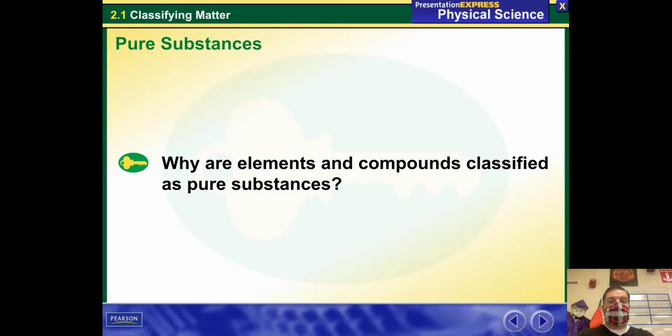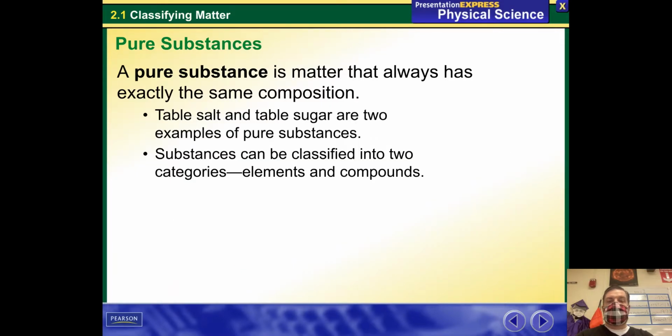So why are elements and compounds classified as pure substances? Well, a pure substance is a matter that always has exactly the same composition. Table salt and table sugar are two examples of pure substances. Substances can be classified into two categories, elements and compounds.